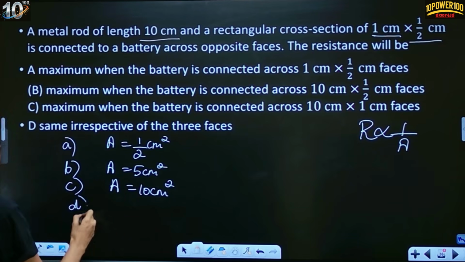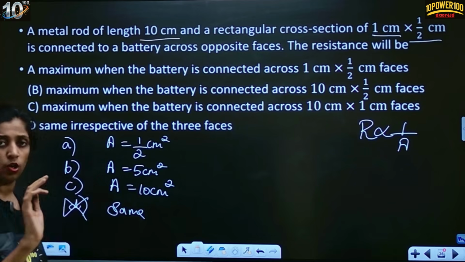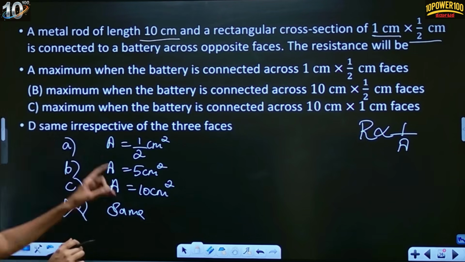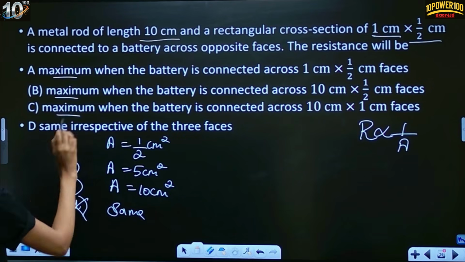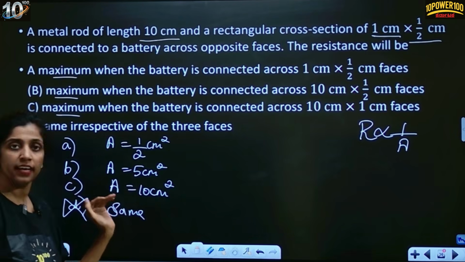So option D says it is the same. Of course, it can't be the same. As the area changes, resistance will also change. Resistivity can remain the same, but resistance will change. So now check. They are telling maximum, maximum, maximum. In which case will resistance be maximum? Wherever the area is less, right?